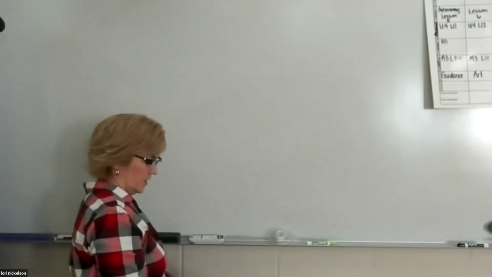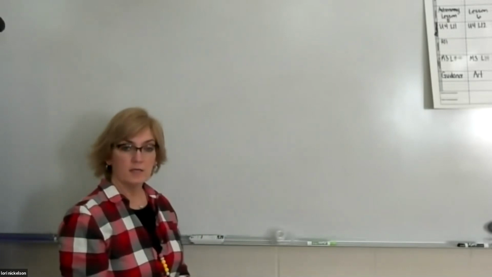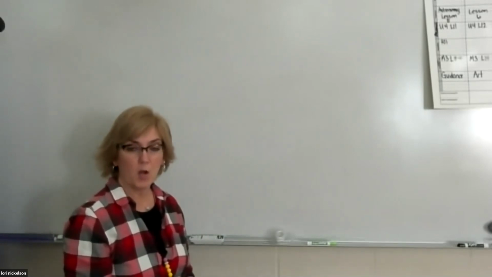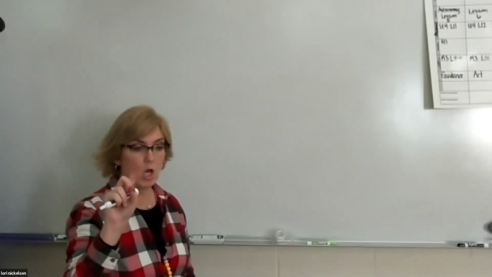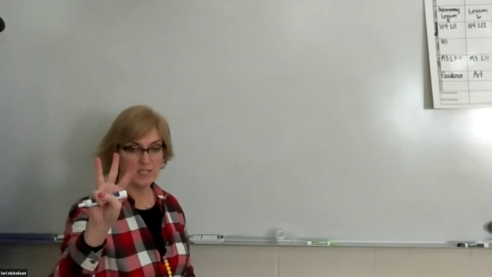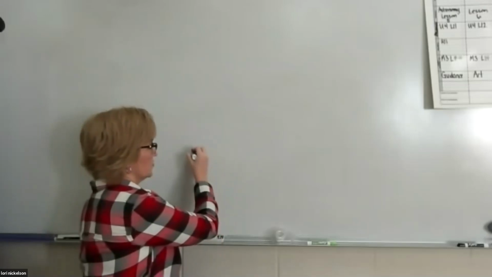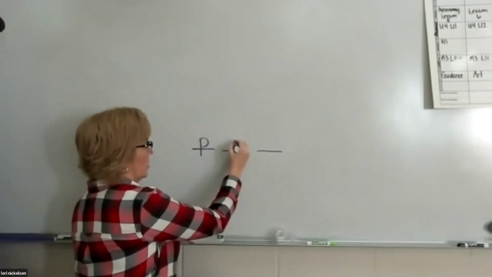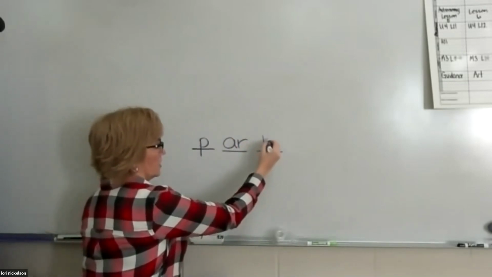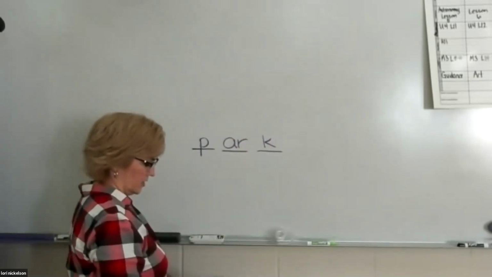Let's look at our next one. Park. Say the word park. Park. Now let's listen for the sounds. P, ar, k. How many sounds? 3 sounds. So we're going to draw 3 lines and let's fill them in. P, ar, k. Good. Park.